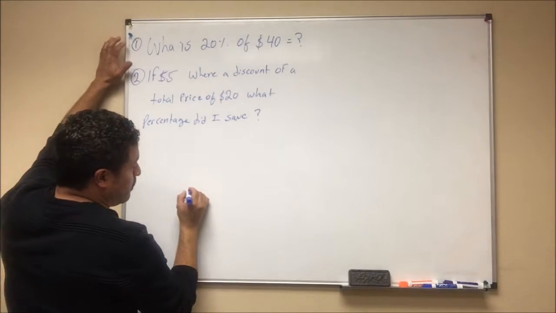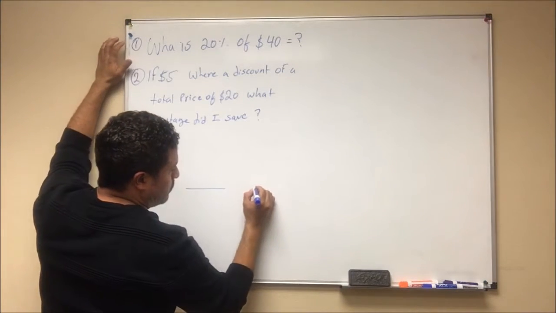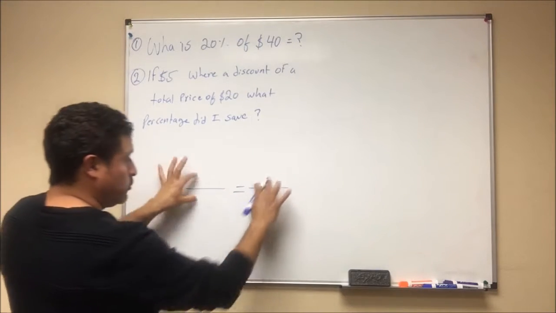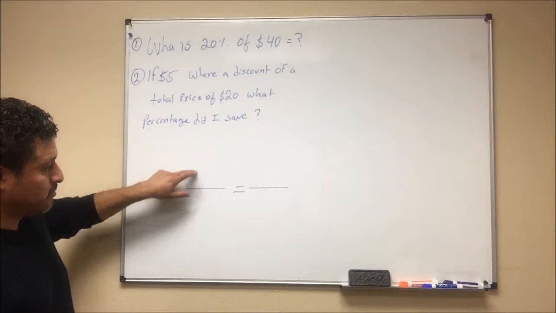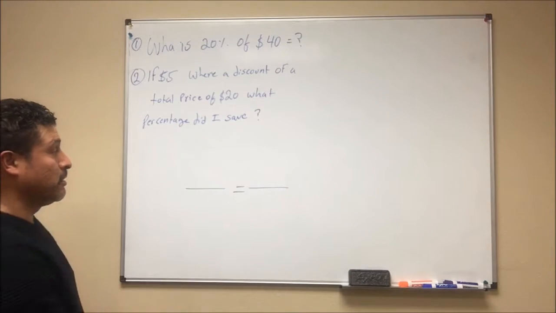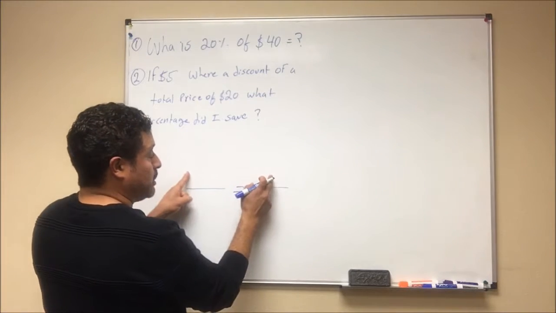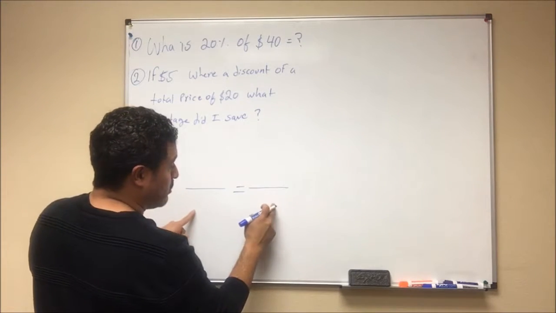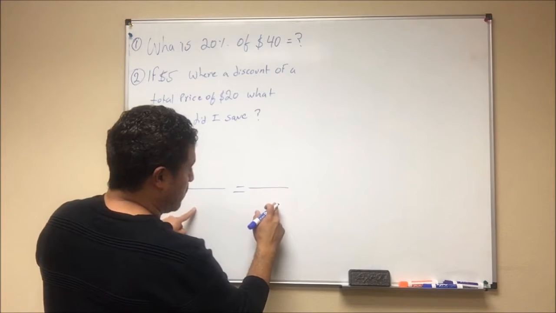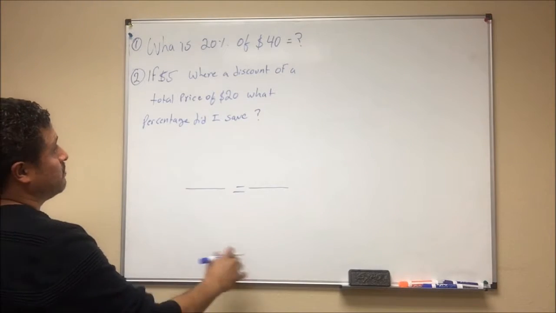Like I said before, when you have ratios, you have to draw your two fractions, something to something and something to something. And like I said before, you have to keep percentages on the top and money on the bottom, or vice versa. Money on the top and percentages on the bottom. So let's go ahead and set up the problem.